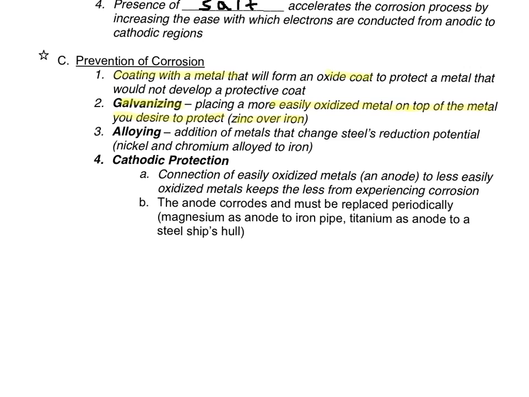You can alloy. If you add a few metals to this, you can change the iron's reduction potential, and that will make it less likely to be oxidized. You can also do something called cathodic protection, where you connect easily oxidized metals, some sort of anode, to a less easily oxidized metal, and it keeps the less easily oxidized metal from experiencing corrosion. The problem is you have to replace that whenever it starts to wear out.